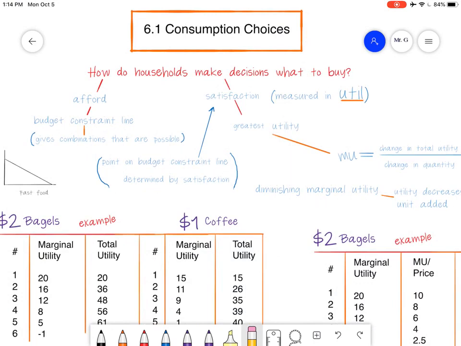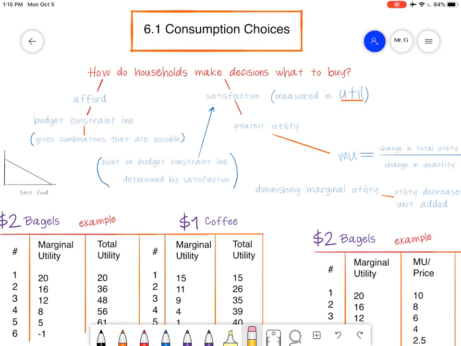So that is how a household makes a decision on what to buy. Can they afford it? Is there satisfaction? The budget constraint line gives us all the combinations that are possible. However, there are all these different points along the line, so which point are they going to choose? Sometimes they give examples like 10 cookies and 0 coffees, or 5 coffees and 0 cookies. People say, well, who wants to eat 10 cookies?